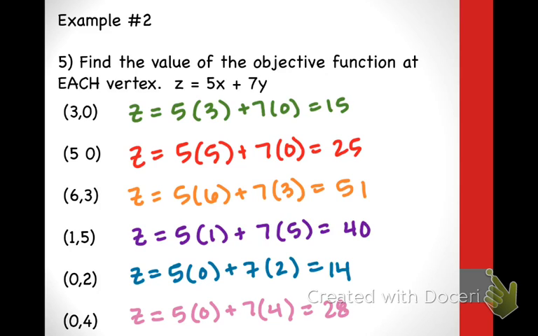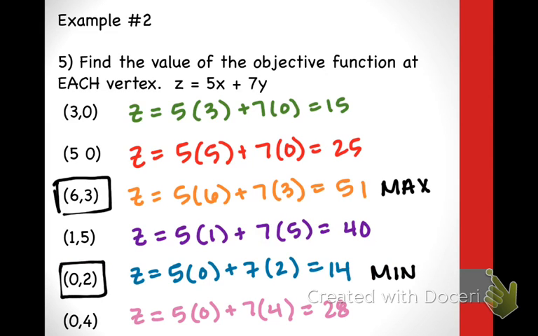So we have that our maximum value occurs at the point 6, 3, and it is a maximum of 51. And then my minimum value occurs at the point 0, 2, and the minimum is actually 14. So all of the smallest values would connect the vertex that gives me 14, the smallest, to 15, the second smallest, so 0, 2 to 3, 0. But the actual minimum is 14 at 0, 2, and the maximum is 51, and that occurs at 6, 3.